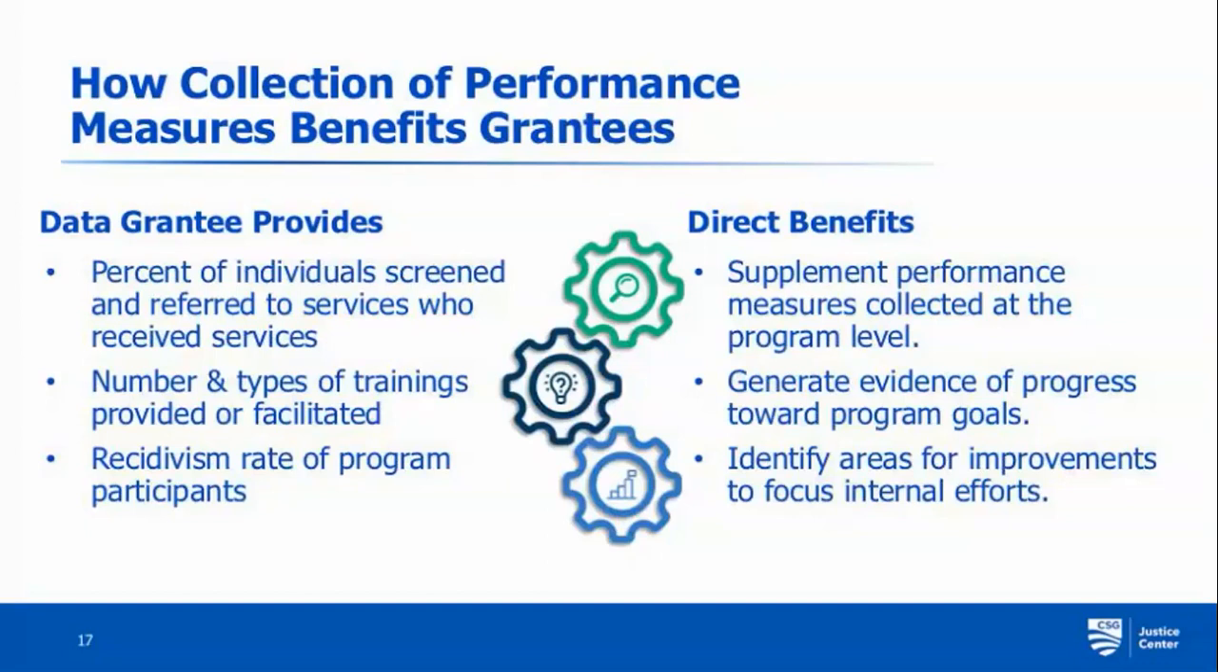So again, I've got some sample performance metrics here and how they directly benefit you as a grantee. The first one says, please enter the number of individuals receiving mental illness or co-occurring identification or treatment services. So we are asking for the percentage of the individuals screened and referred to services who actually end up receiving services. A question like this is going to be a multi-tiered question.